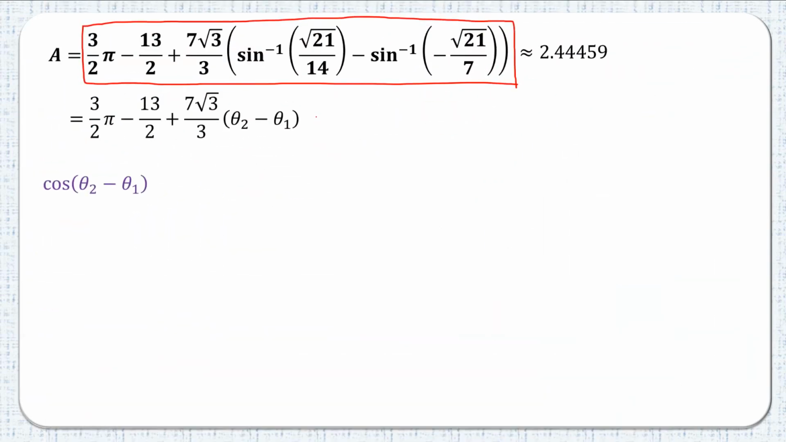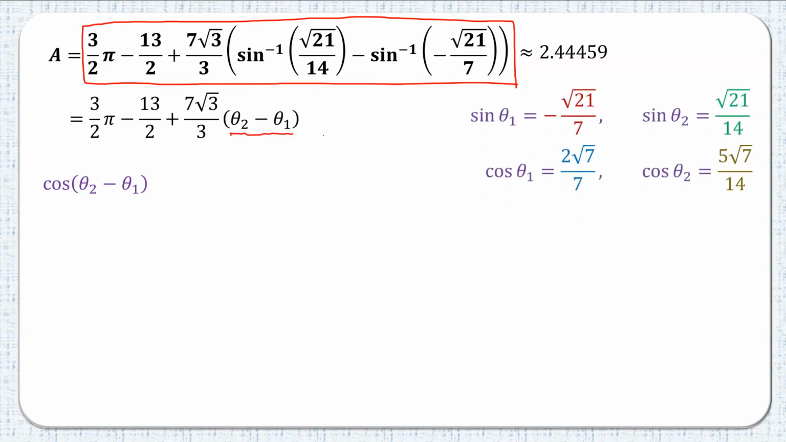You see, the inverse sine part of our answer is simply θ2 minus θ1, and we have already found their respective values of sines and cosines. And we can obtain an interesting result if we calculate the value of cosine of θ2 minus θ1. This can be obtained using the angle subtraction formula for cosine.